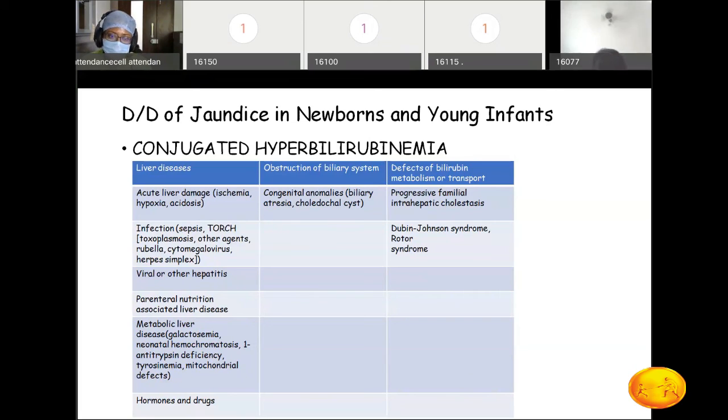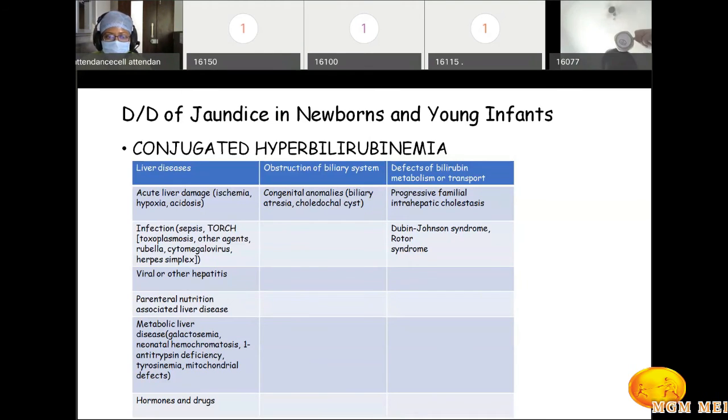You've got your TORCH group of infections: toxoplasma, rubella, cytomegalovirus, herpes simplex. Of these, herpes simplex is something that presents with acute liver failure. The rest usually present as a non-sick baby, whereas herpes simplex and sometimes CMV might present not just with cholestasis, but in a child with acute liver failure, where the child might be having bleeding or a deranged INR. Basically, it's a sick child.